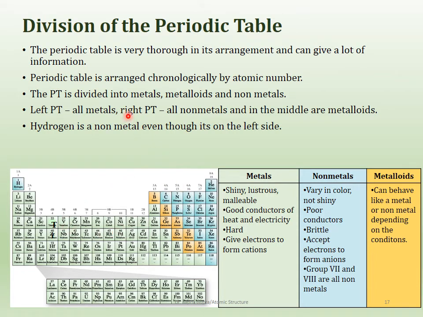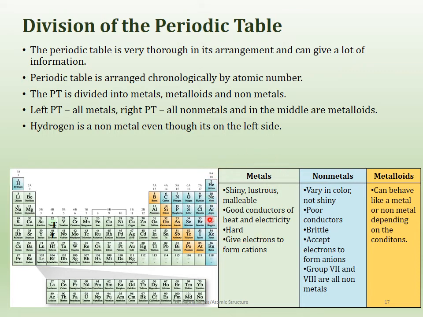First, the periodic table is divided into 3 different types of elements. All the ones on the left hand side, which are the greenish ones, these are called the metals. The yellowish ones in the middle, these are called the metalloids, and the blue ones, these are the non-metals. Here are the properties of metals, non-metals, and metalloids. Metalloids are kind of in between. They're the borderline between metals and non-metals, which means they can behave either way.